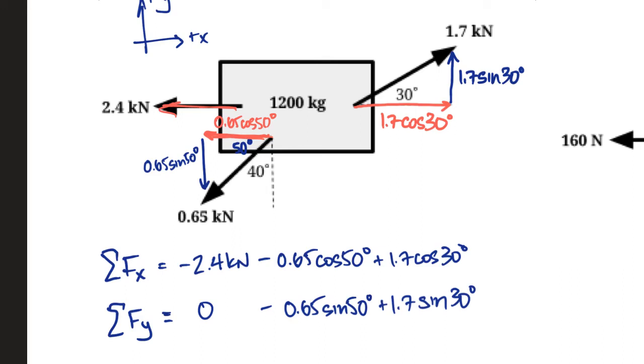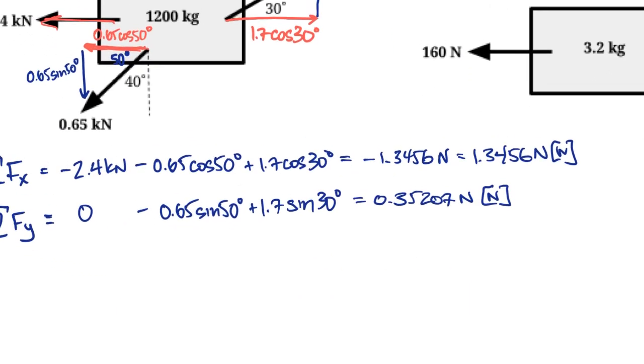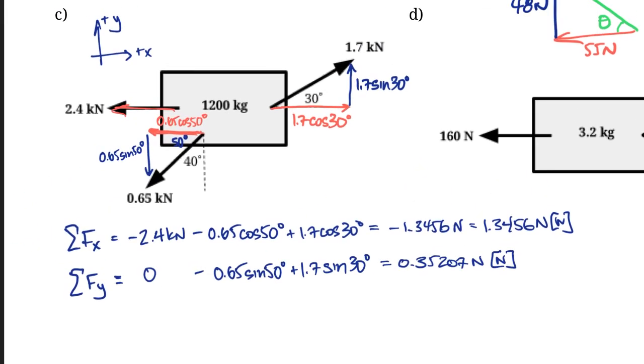Okay? So if you do these in your calculator, you should get, ta-da, there's the answers, 1.3456 newtons to the west for the x component and 0.35207 newtons north. Notice how I took a bunch of extra significant figures here. It's always a good idea until you get to the final answer to carry a few extra significant digits.